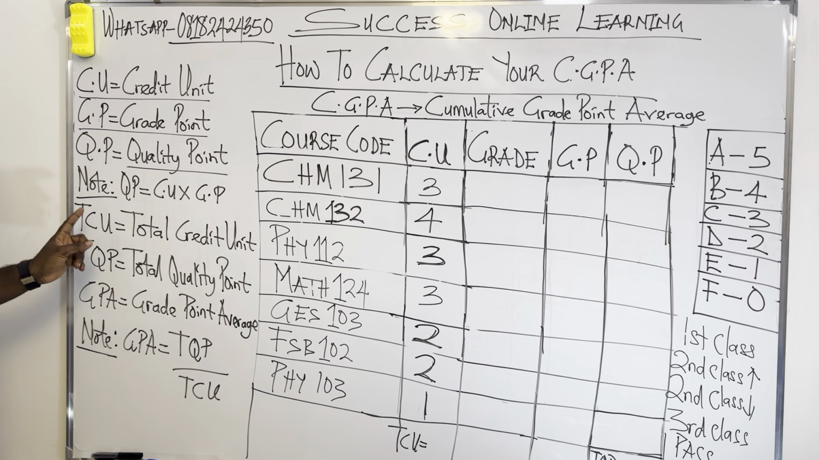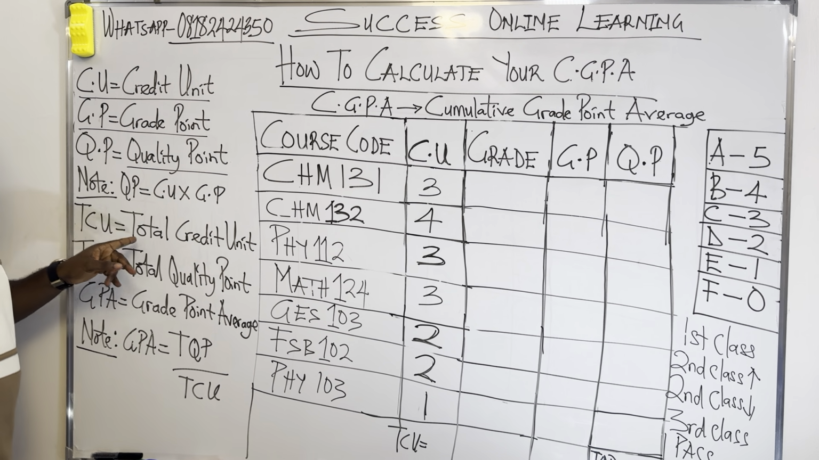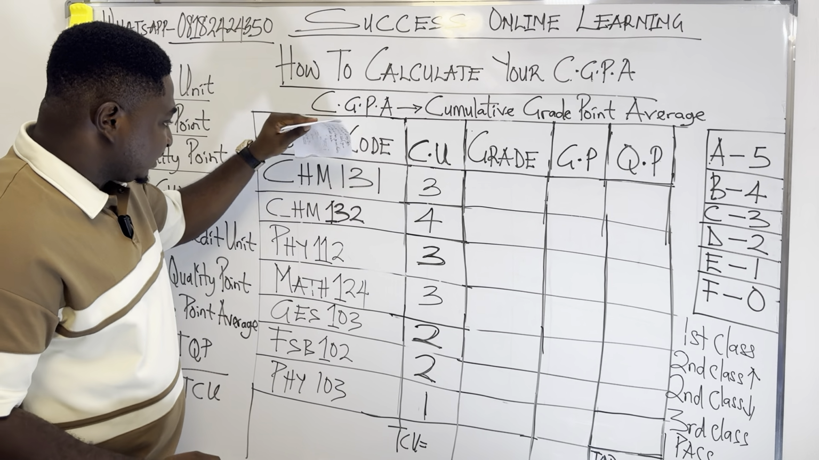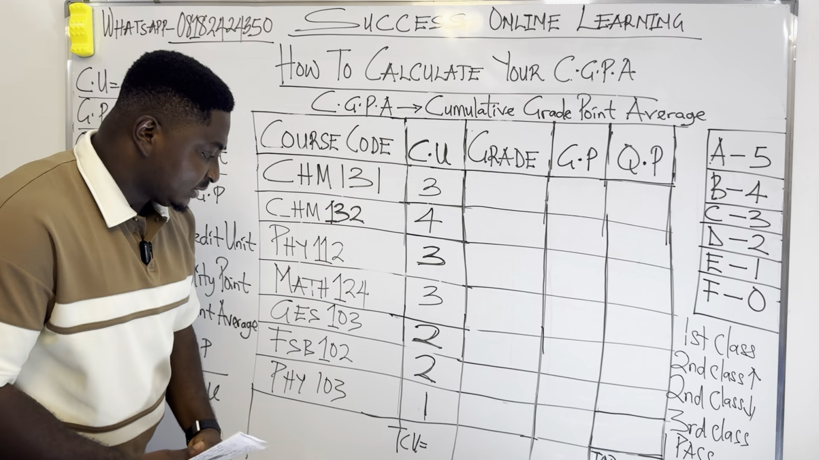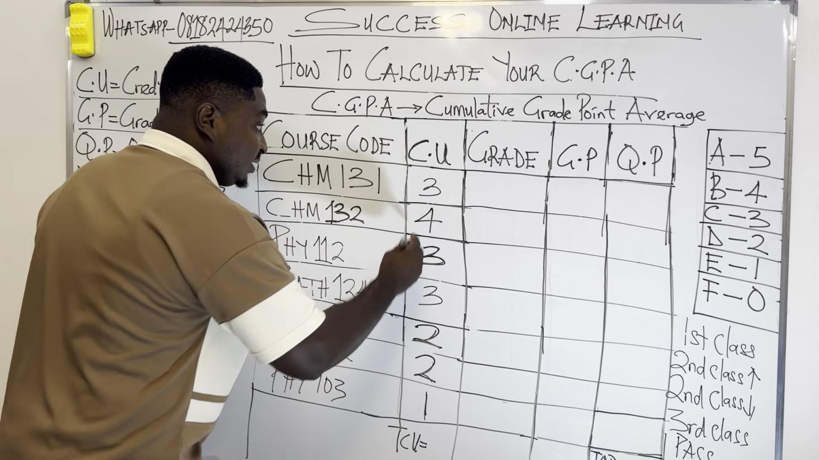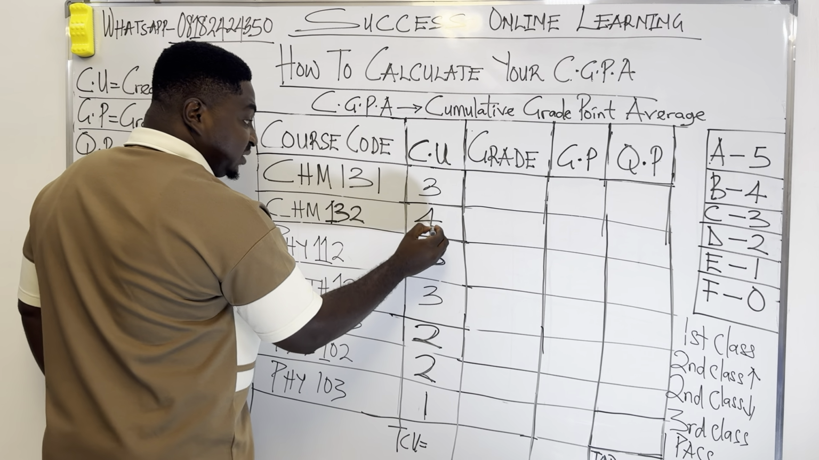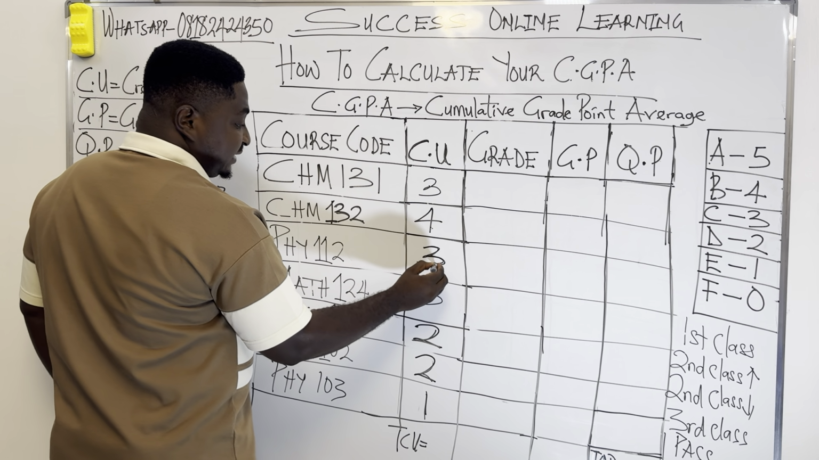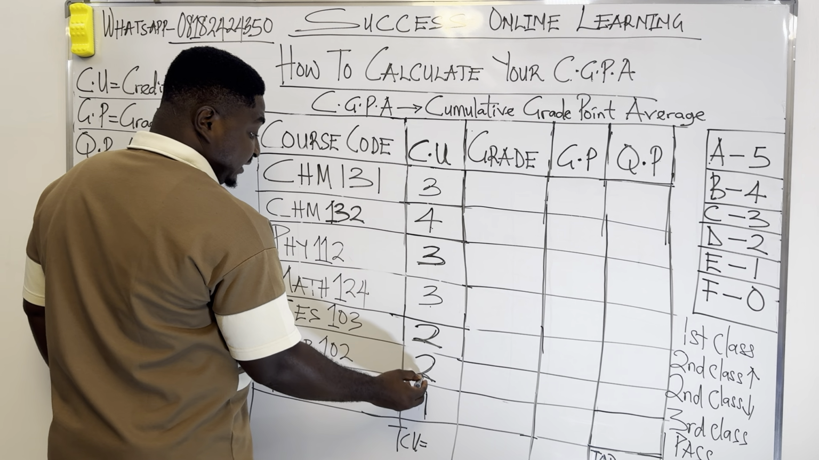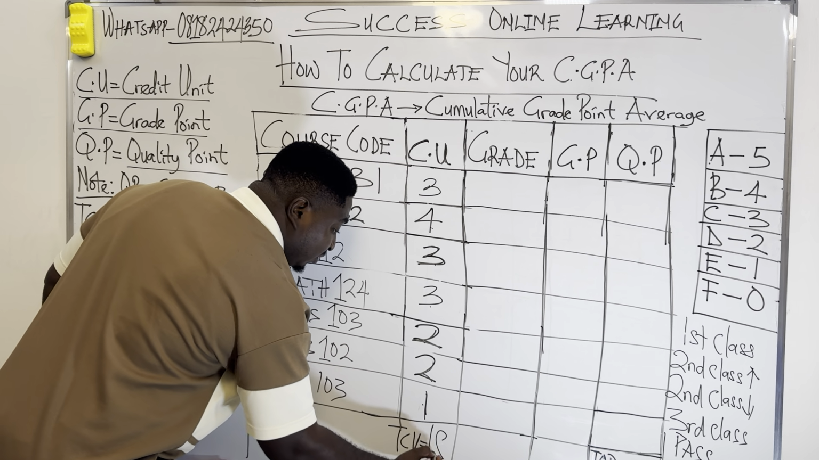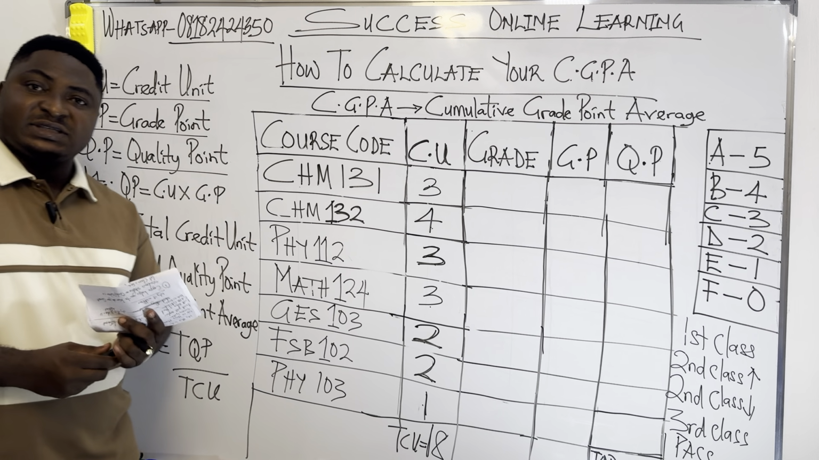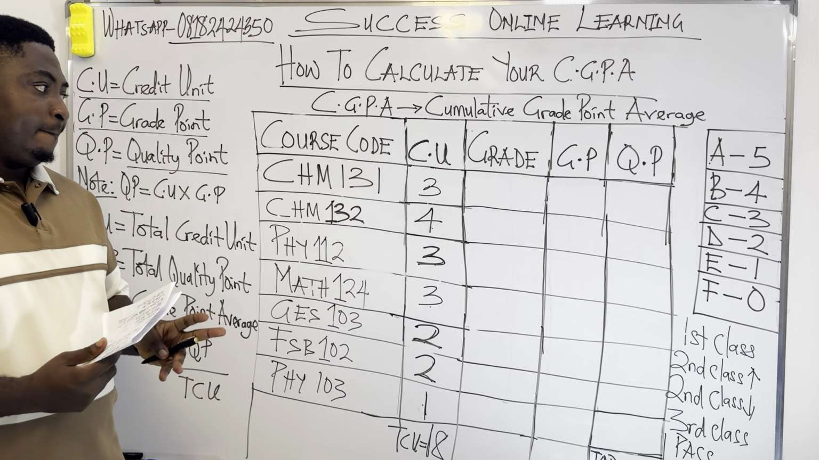Now, we also have what we call TCU. The TCU is the total credit unit. Look at these courses and look at the credit units. By the time I add up all the credit units, I will have my total credit units. I can actually do this now. 3 plus 4 is 7. 7 plus 3 is 10. 10 plus 3 is 13. Plus 2 is 15. Plus 2 is 17, 18. The total credit unit for this course is 18.